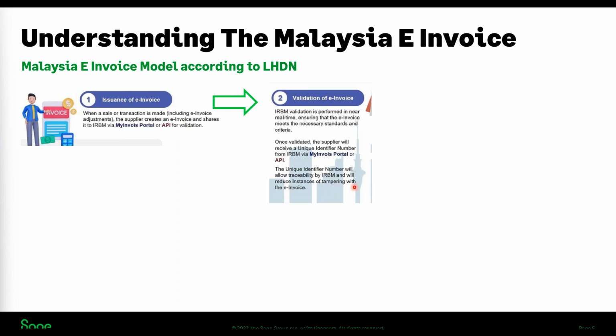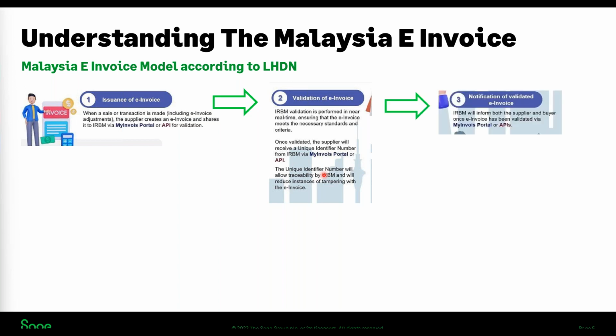You will not see this UIN, unique identifier number. Everything is captured and then stored into the database. In step 3, according to LHDN, you will have a notification. They will send a notification to the supplier and also to the buyer itself, either via the MyInvoice portal again or via the API.